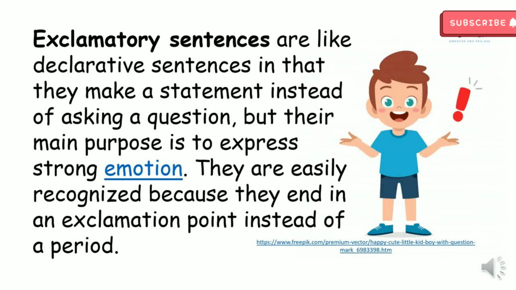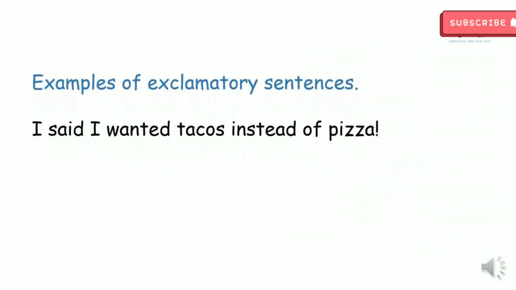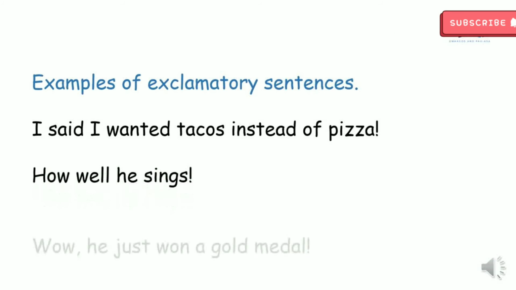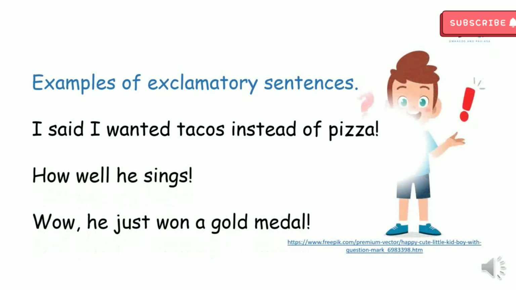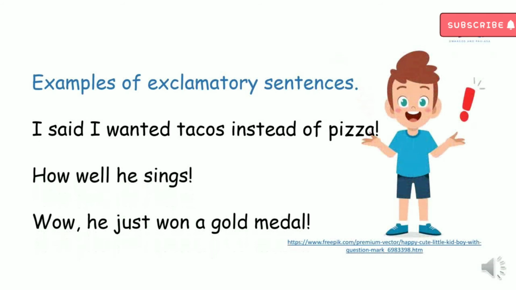Let us see the following examples of exclamatory sentences. I said I wanted tacos instead of pizza! How well he sings! Wow, he just won a gold medal! Notice that each of these examples contains both a subject and a verb, which is still a requirement for a complete sentence. Exclamatory sentences are often used in casual conversation and in written dialogue to show emotion.